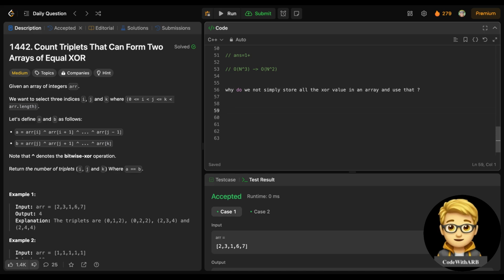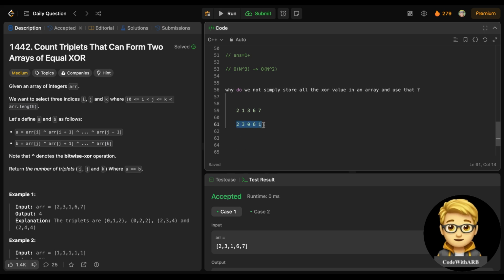Why? Because if you see here 2 1 3 6 and 7, if I store all the XORs in my prefix, this will generate 3. Sorry, 2 XOR 1: 1 0 and 0 1 gives 3, right? Then 3 XOR 0 is 0, giving 6, and this gives 1, right? 1 1 0 and 1 1 1 gives us 1.